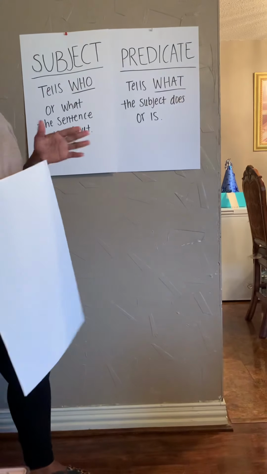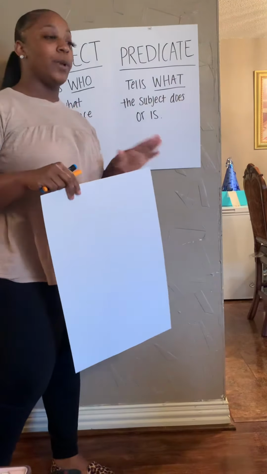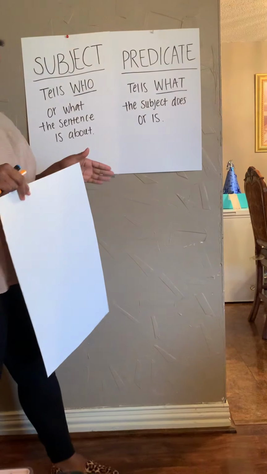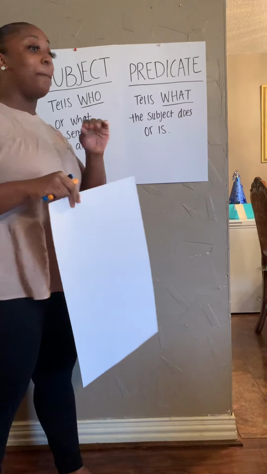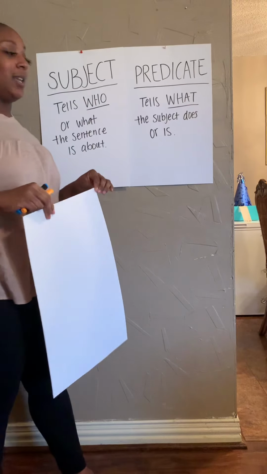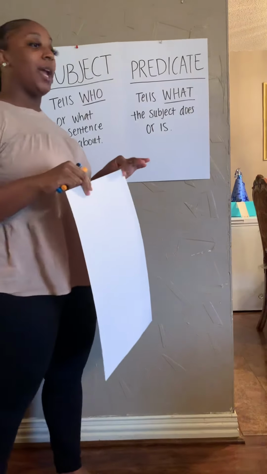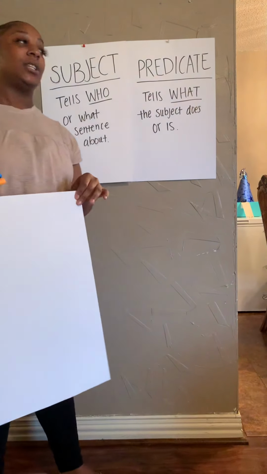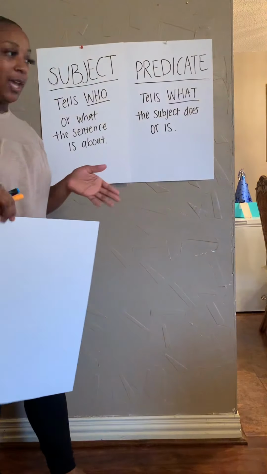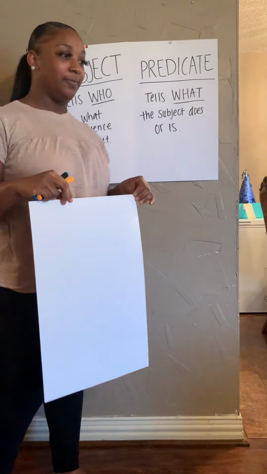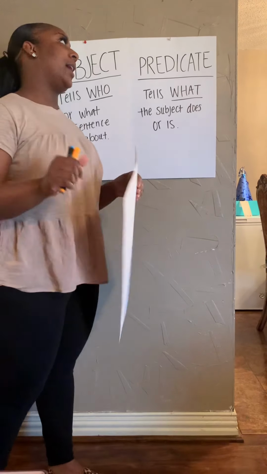So in the sentence, Mary went to the store, Mary will be our subject because Mary is who our sentence is talking about. Went to the store is going to be our predicate because that is the action that Mary is doing. Does anybody have any questions about that? No? Okay, so moving forward.